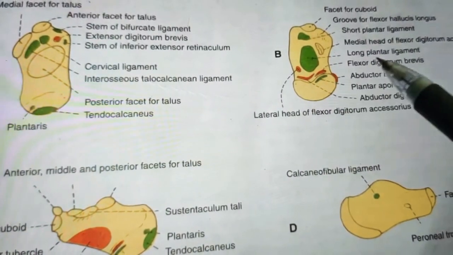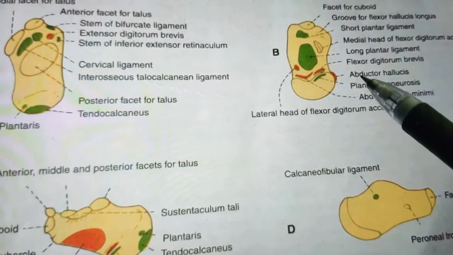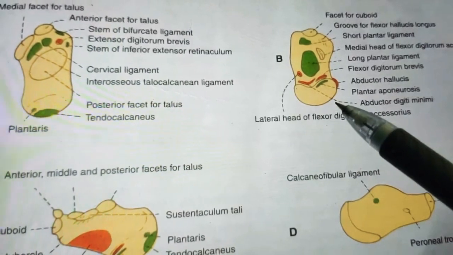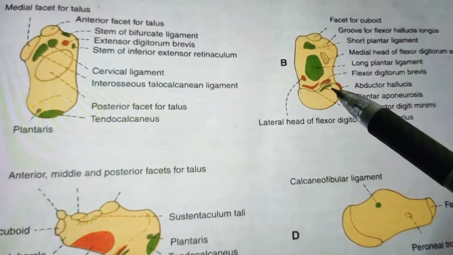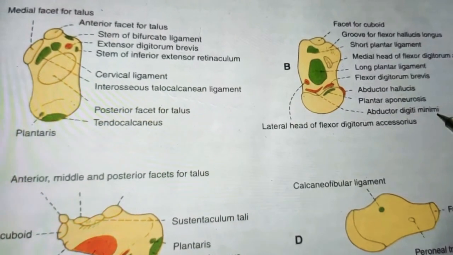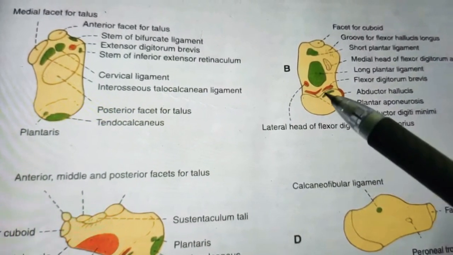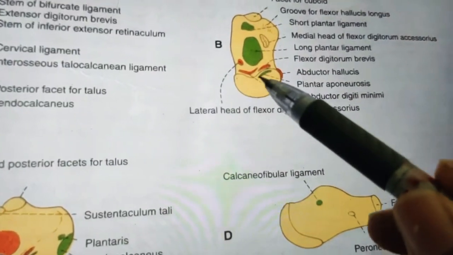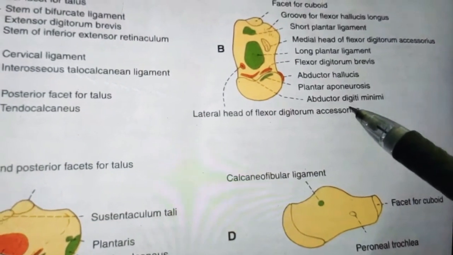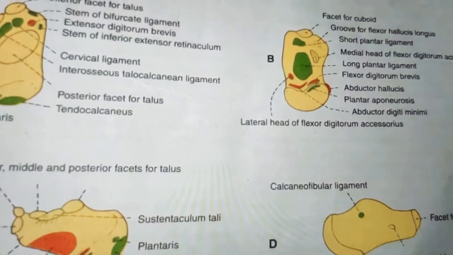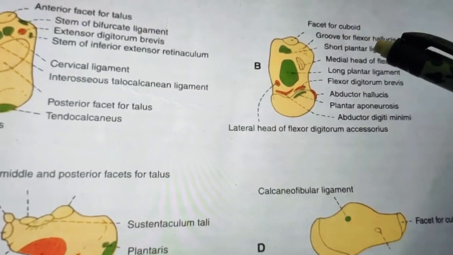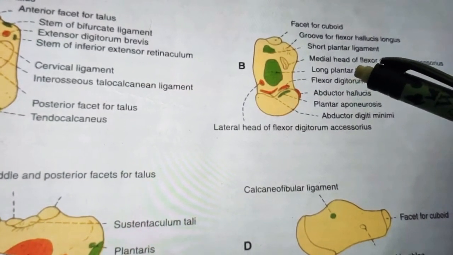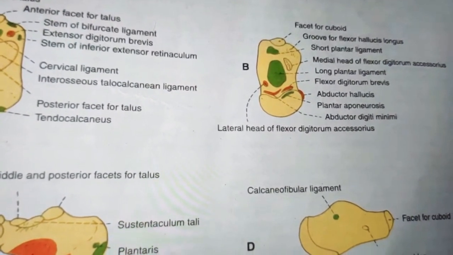And also there's the origin of flexor digitorum brevis on the plantar surface, okay? And also attachment to the plantar aponeurosis. You can see attachment of the plantar aponeurosis anteriorly, and the lateral tubercle gives origin to abductor digiti minimi. You can see on the lateral side, abductor digiti minimi is getting its origin. Anteriorly on the plantar surface is the attachment of the short plantar ligament, and posterior to it, in the middle of the plantar surface, there is attachment of the long plantar ligament, right?